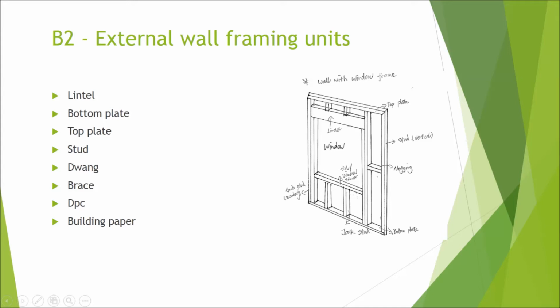The lintel is the board that spans between two vertical supports. The bottom plate is the bottom part of the wall structure for the framing. The top plate is a similar part to the bottom plate, but it's installed at the top. The stud is the vertical timber installed above the bottom plate, and the dwang is the connection between the studs. The bracing is the timber that is set across the wall frame.